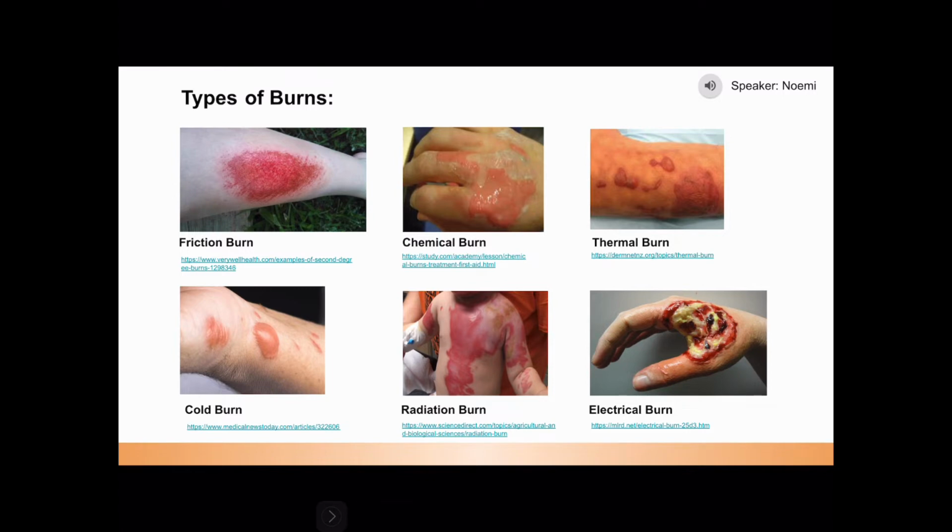Radiation burns can occur as a result of long hours in the sun, tanning beds, radiation therapy, exposure to high-frequency microwaves, radio waves, or nuclear energy. Electrical burns occur when the skin comes into direct contact with electricity. When this occurs, the electricity travels through the body, tissue, and organs, resulting in them being damaged.